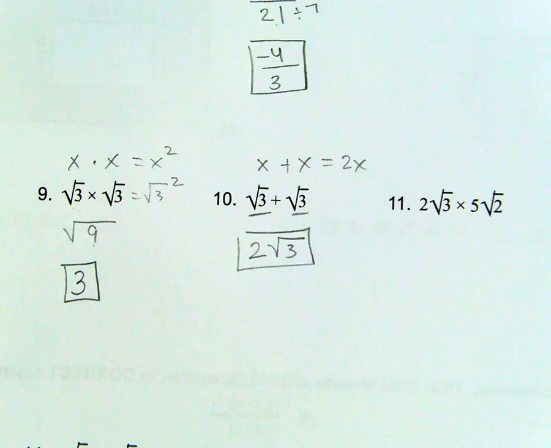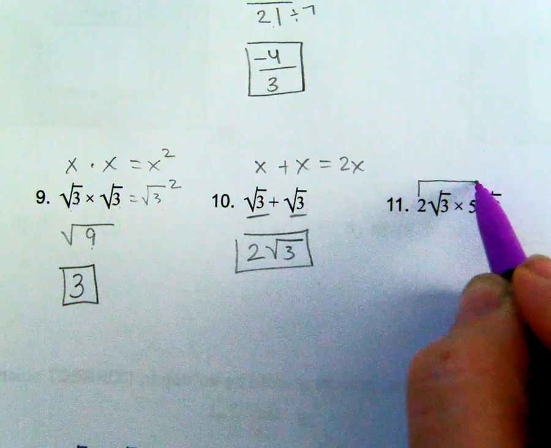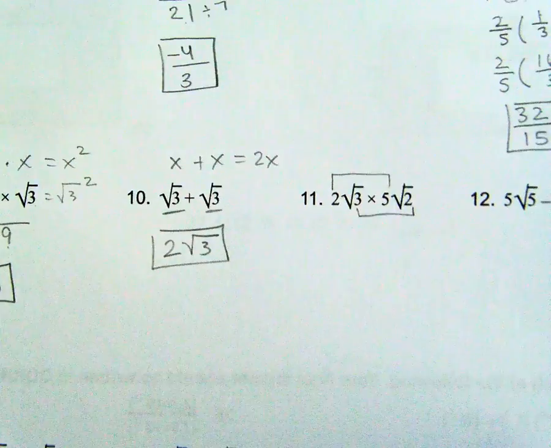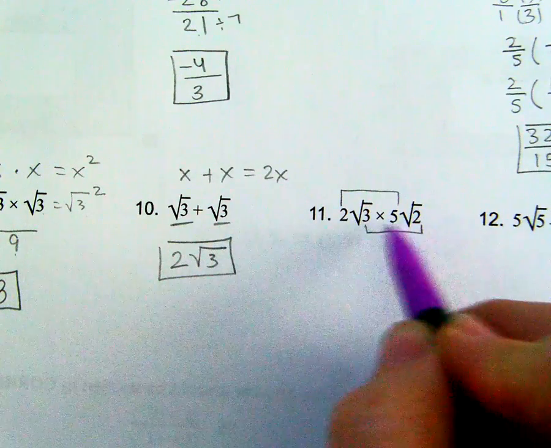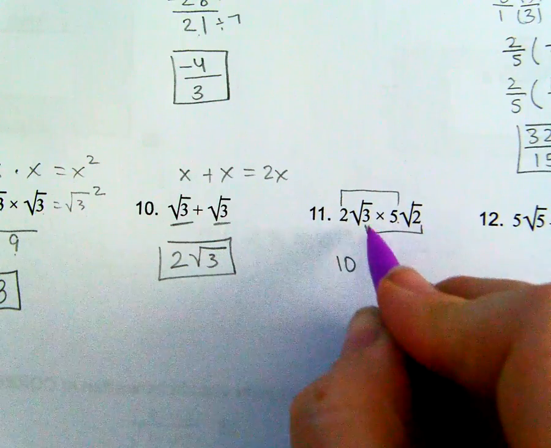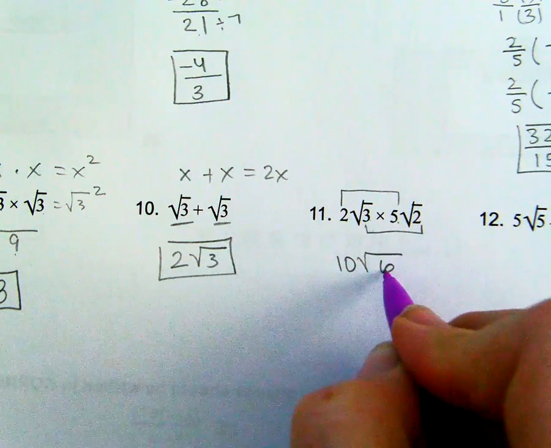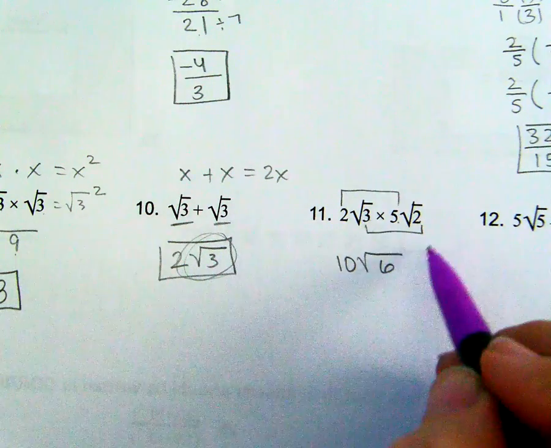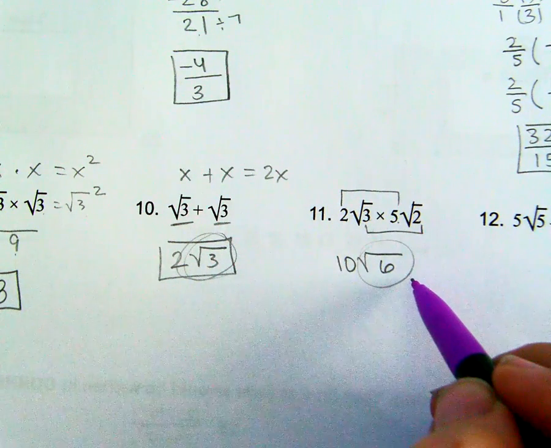Number 11, I'm multiplying two radicals together. So I multiply outside times outside, and then I multiply inside times inside. So outside times outside, 2 times 5, we get 10. Inside times inside, square root of 6. So unlike the addition where I didn't change the radical, with multiplication, the radical will change.